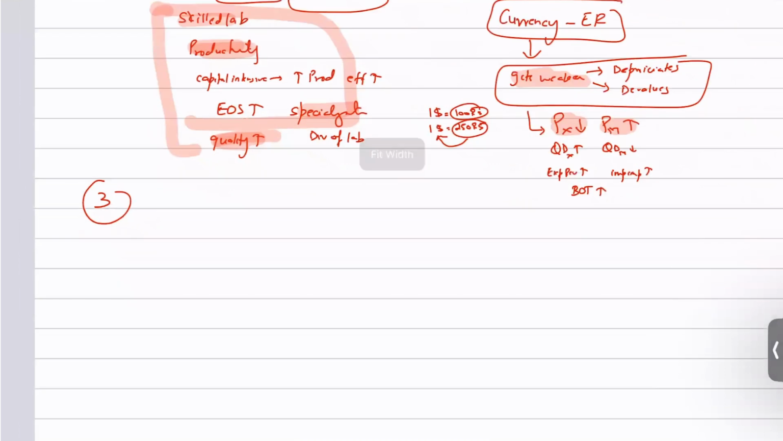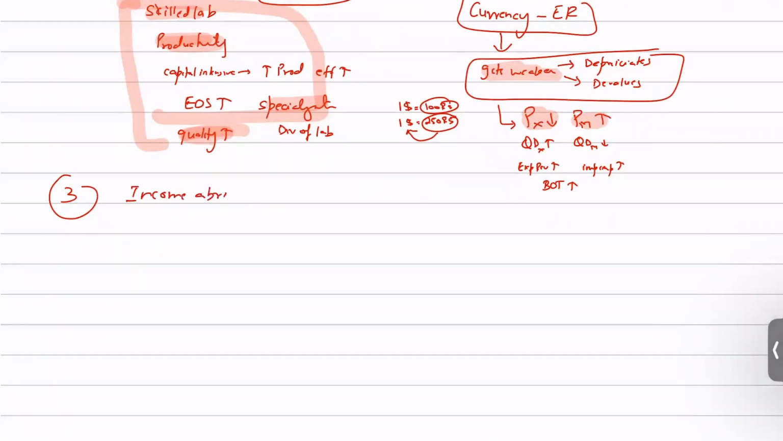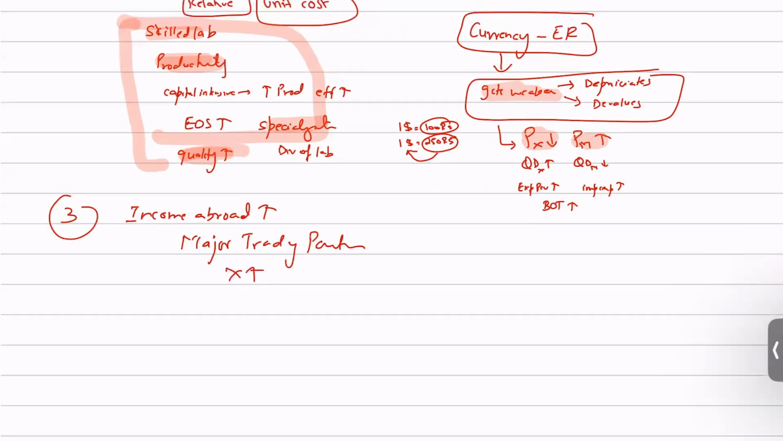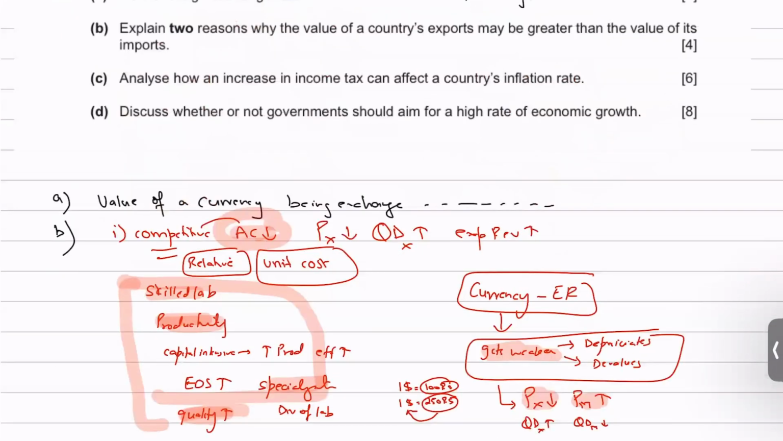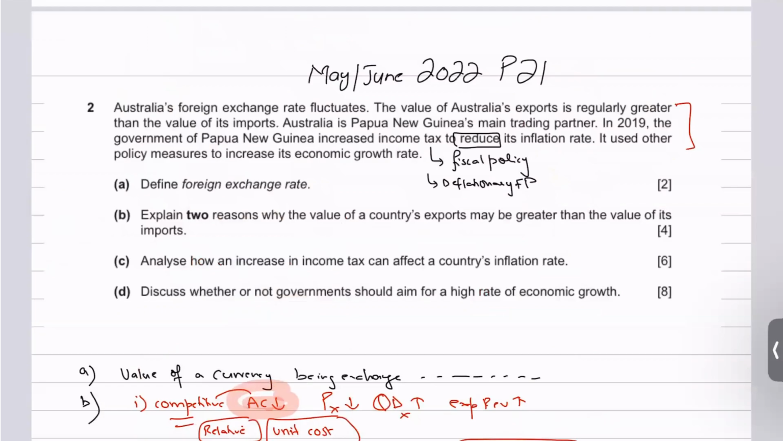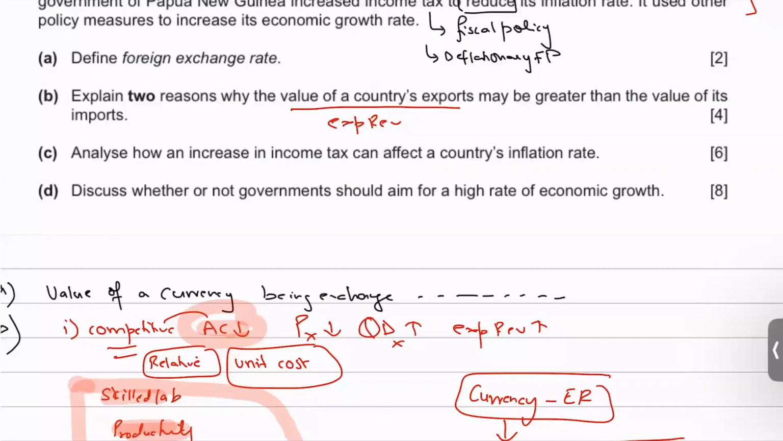So incomes abroad are increasing. If incomes abroad are increasing, our major trading partners would obviously import more from us, and as a result our exports will go up. Definitely our exports will go up. You need to understand that the value of a country's exports means export revenues, and the value of its imports means import expenditures. First of all, you need to understand this, okay?